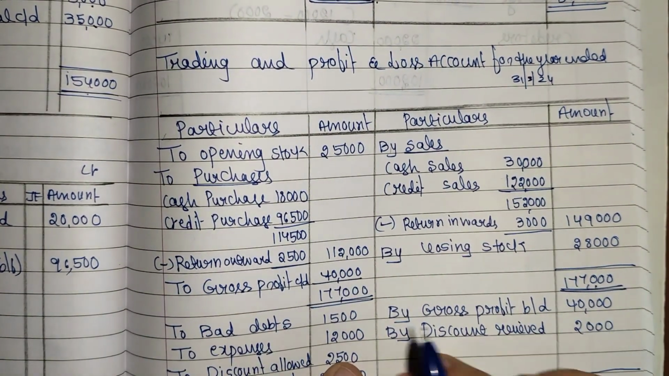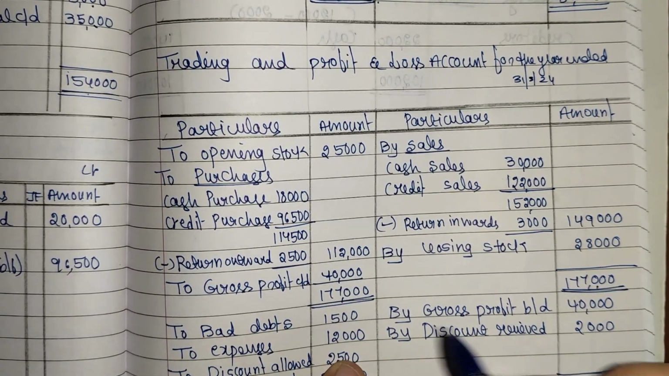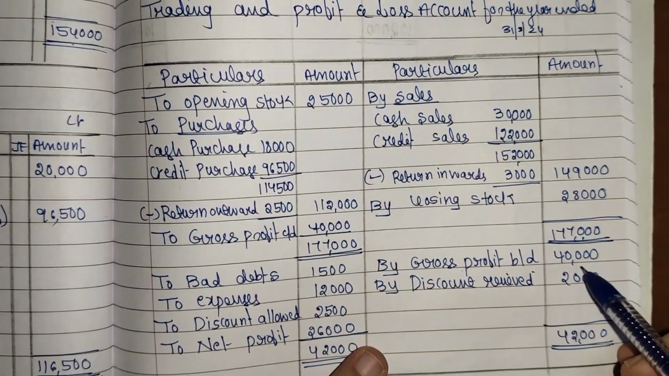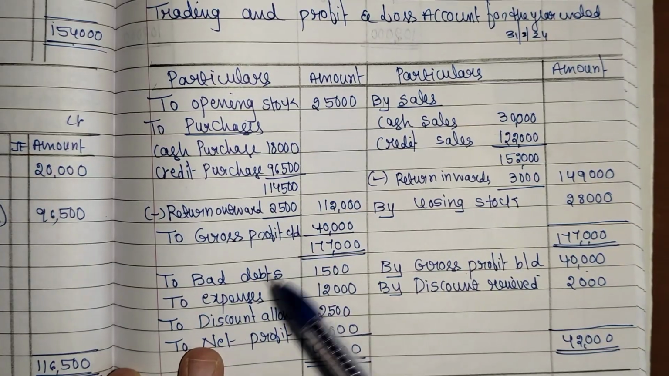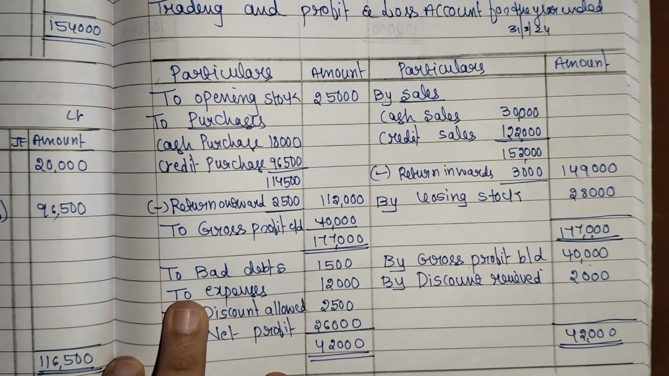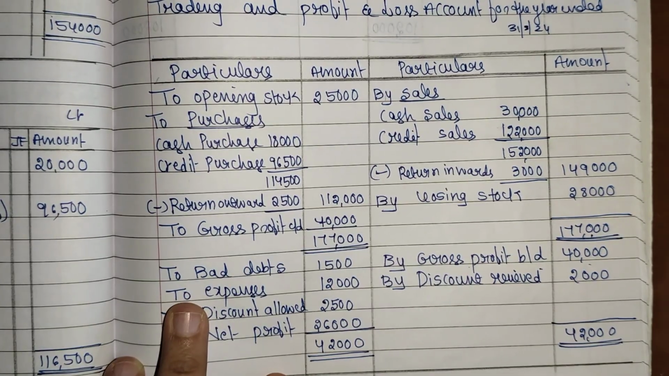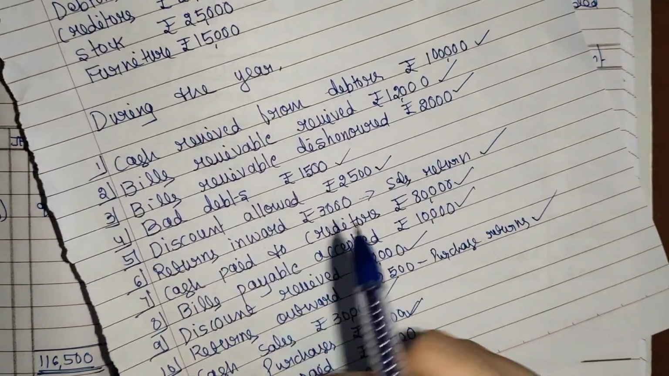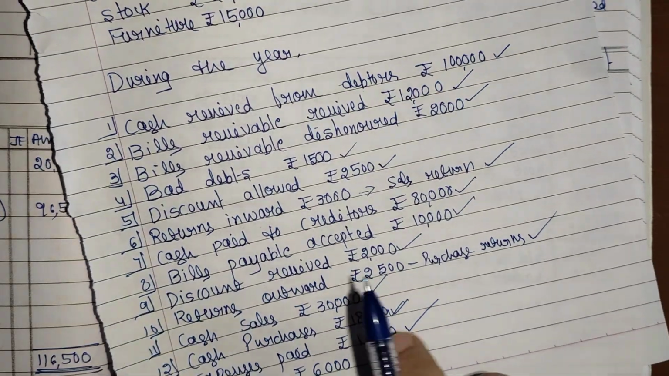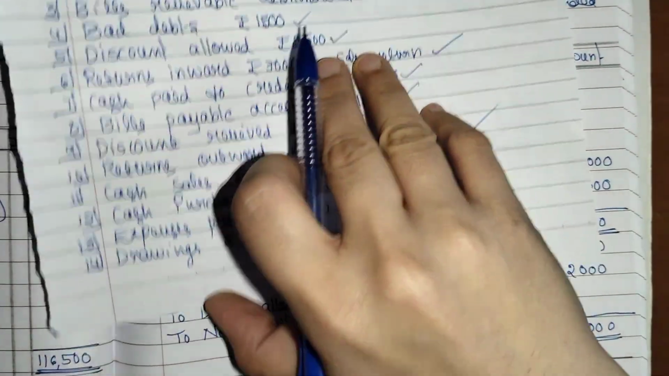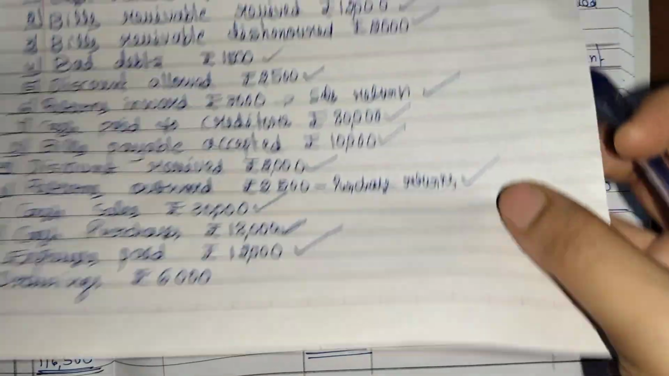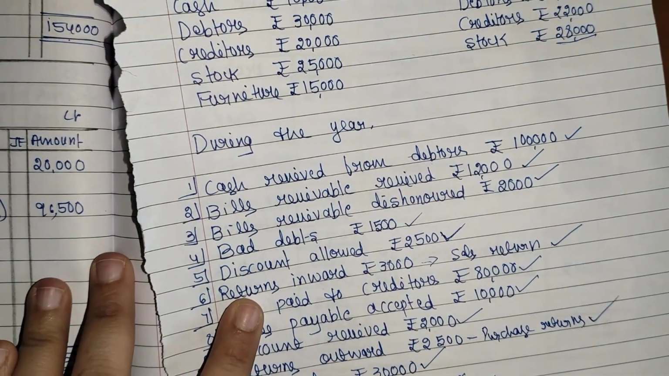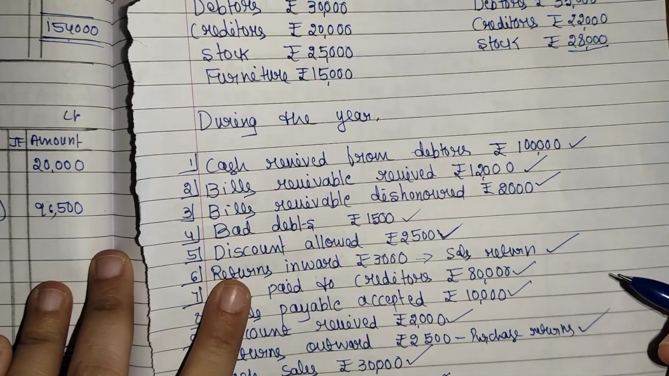Now next, the profit and loss account will come. Now we have to bring down gross profit. See, by gross profit brought down, how much? That is rupees 40,000. Now on the debit side we need to write down the expenses. Here bad debts, that is amount not recoverable from the customers, that is rupees 1,500. Right? And after that, expenses. Two expenses, that is rupees 12,000. Write down. And discount allowed. Discount allowed, how much? That is rupees 2,500. Discount allowed to the customers.